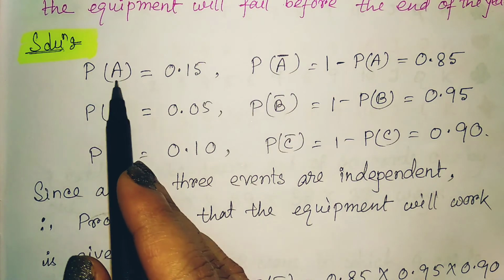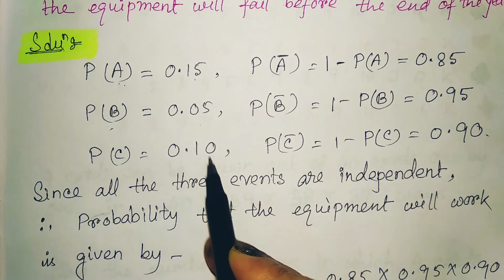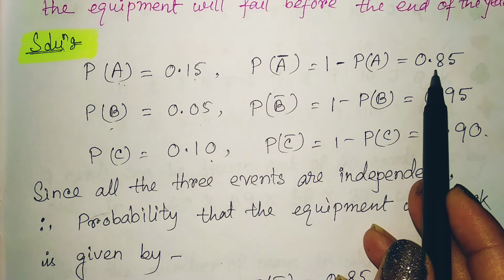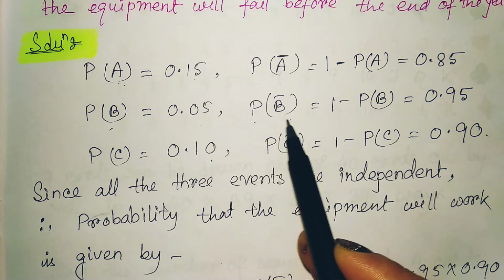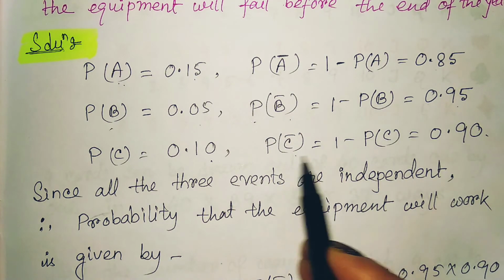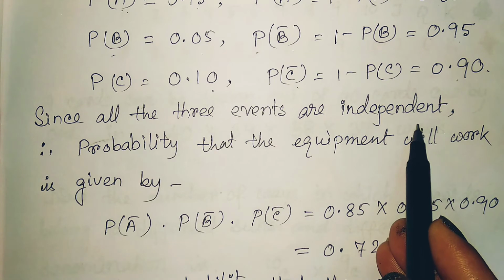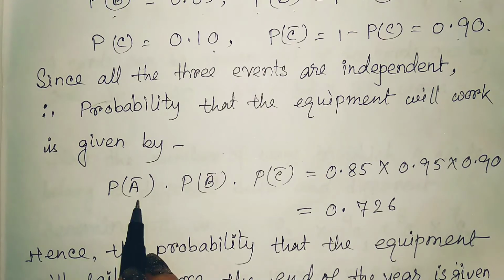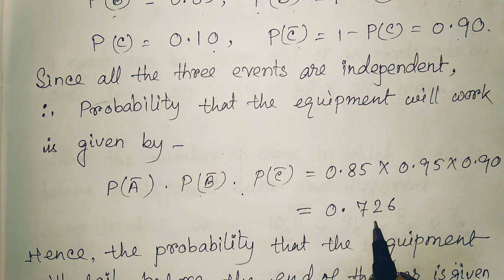So here the probability of A, that means the failure of the equipment A, is this one, failure of B and failure of C. And the corresponding complement, that means the success of the equipment A during the year, its probability is 1 minus probability of A, that is 0.85. For B equipment, the success is this one, and for the equipment C, the success rate is this one. Now, since all the 3 events are independent, the probability that the equipment will work is given by probability of A complement into probability of B complement into probability of C complement. It is the probability that the equipment will work. So definitely its probability is this one.